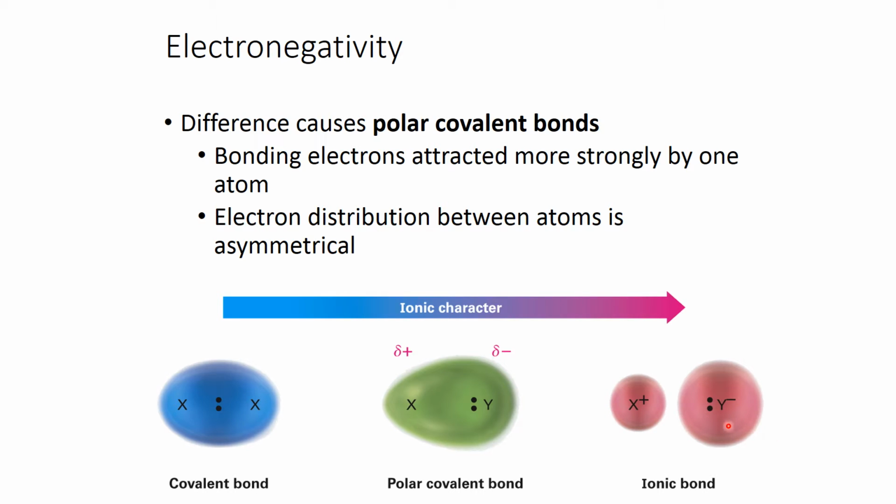If the electrons get attracted to Y so greatly that it pulls the bonding electrons completely over onto itself, then there's a full negative on Y and a full positive on X, and we call it an ionic bond. So basically, this is just to emphasize there's a continuum from nonpolar covalent all the way to ionic, and polar covalent is somewhere in between.